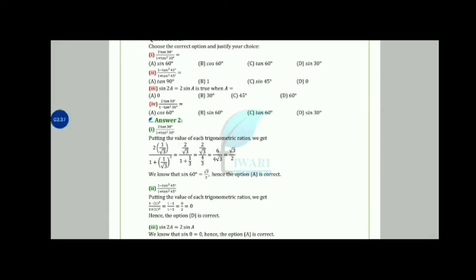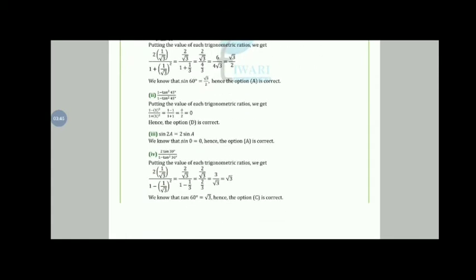Okay, now our result is root 3 by 2. So A is the correct option. So we have here A is the correct option.